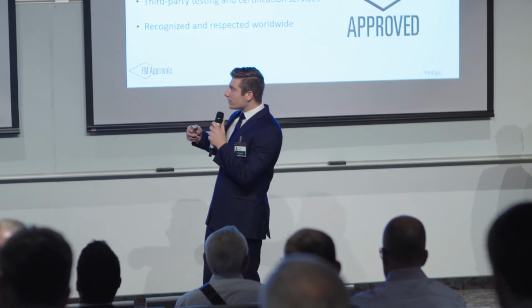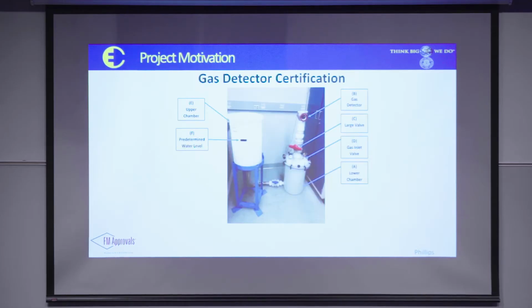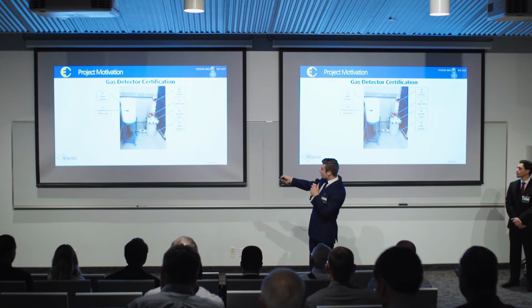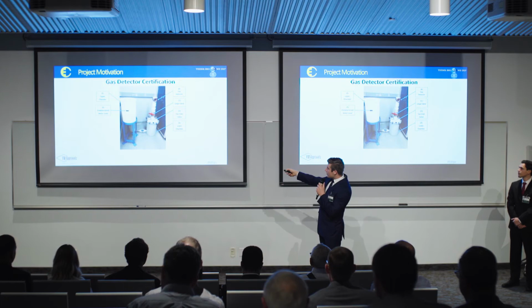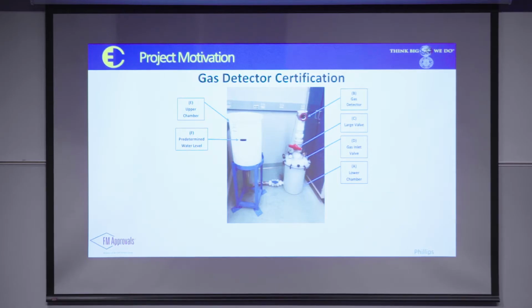So one of the things that FM certifies is their gas detectors. As you can see here, on the upper right, you have where the gas detector shall go in their apparatus, and you have the lower chamber and upper chamber, which will hold water, and two manual valves here and here to control the flow of test gas.